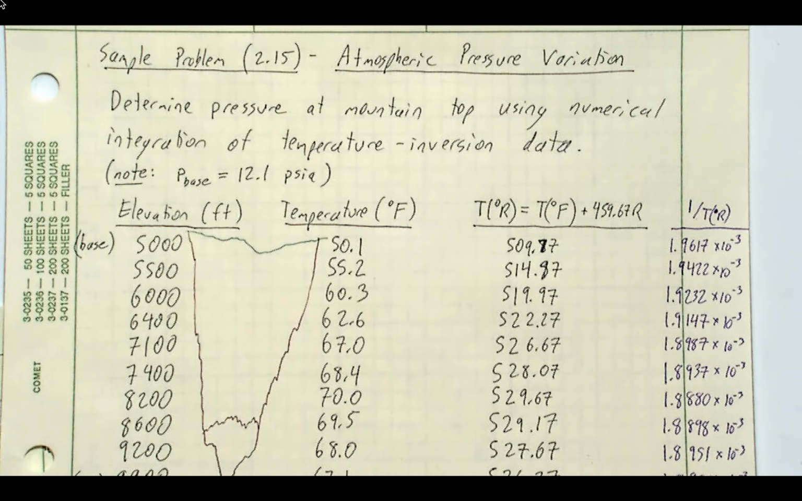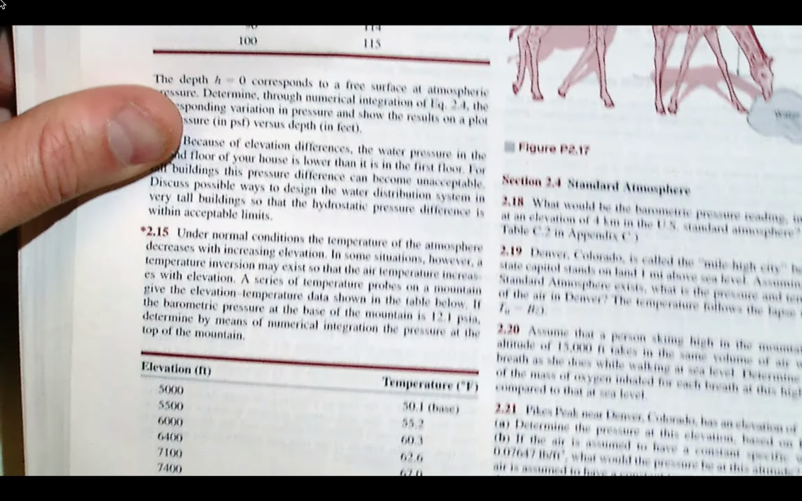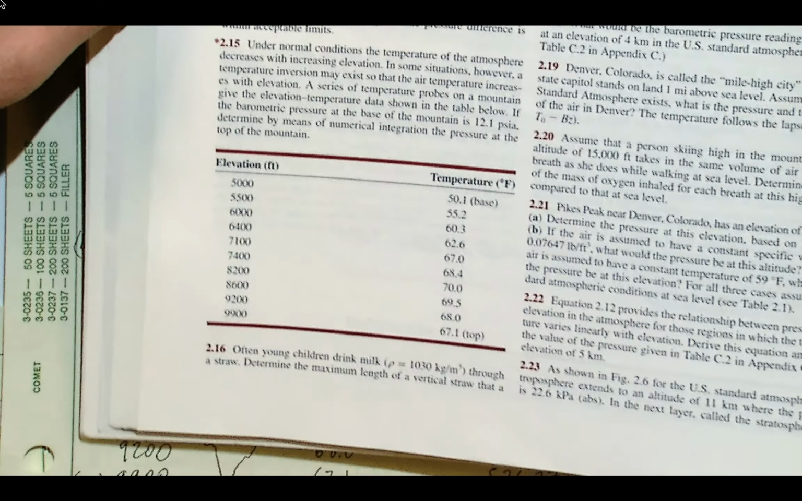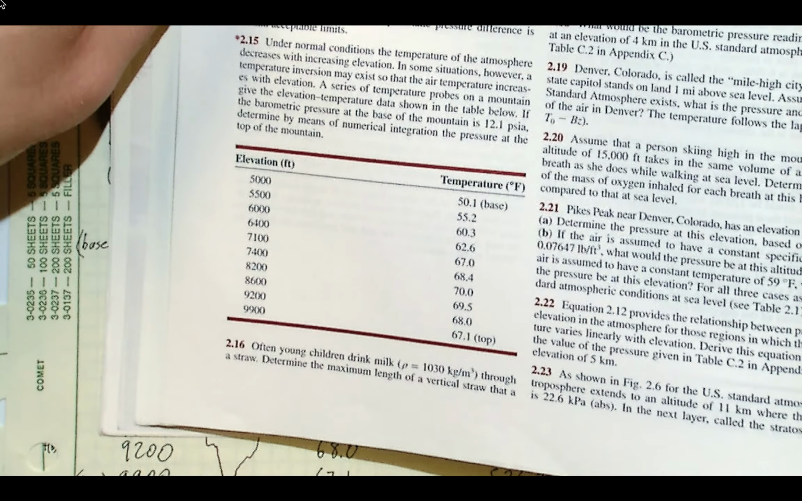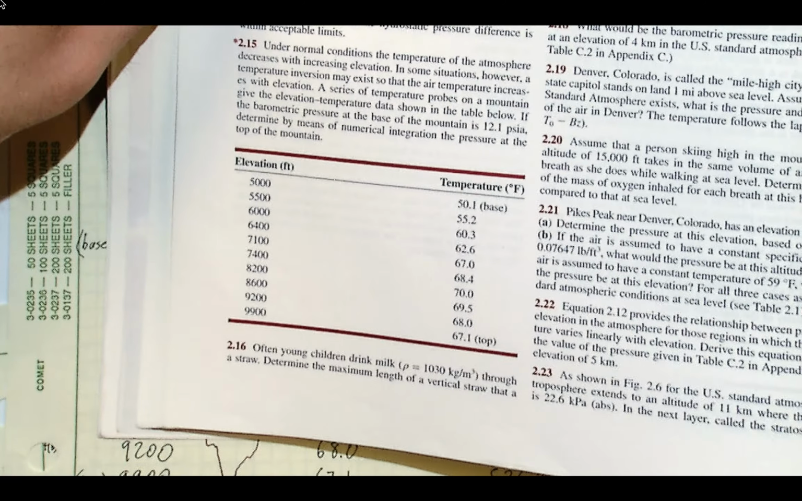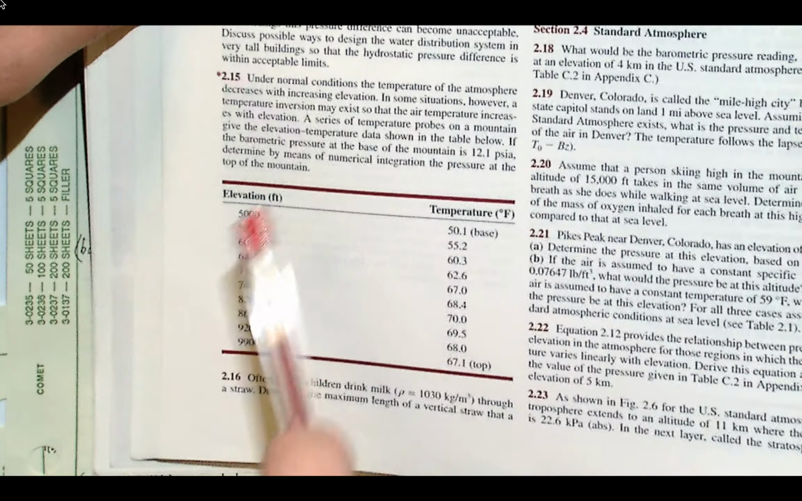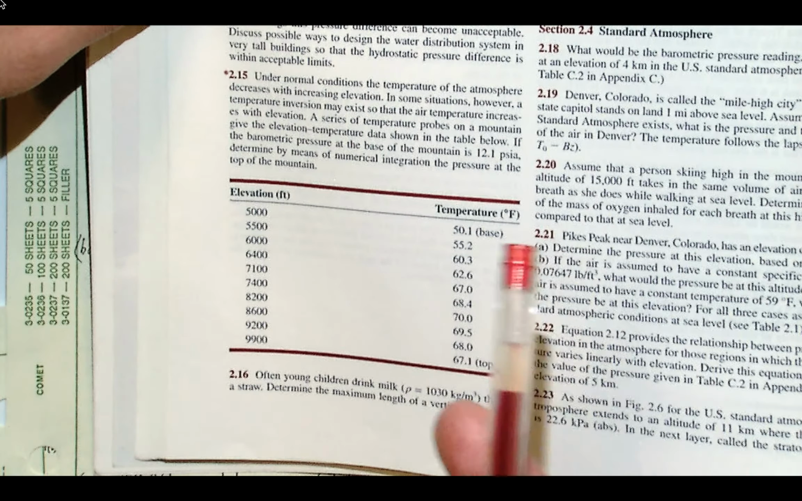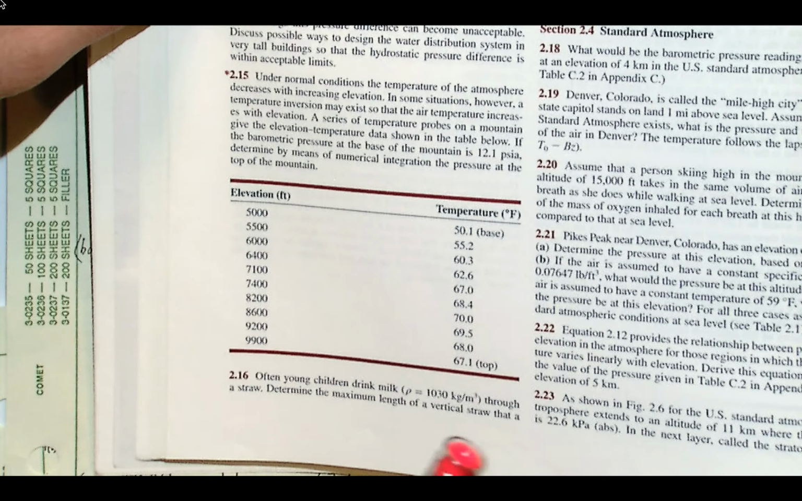So this problem deals with atmospheric pressure variation. Let me first start by showing what's in the book. 2-15. We're not doing the giraffes, but here's 2-15, just much more boring. Just a paragraph and some data. No giraffes. The paragraph is basically saying that normally temperature decreases with elevation as you go up in the atmosphere.